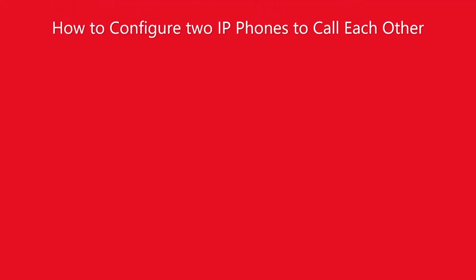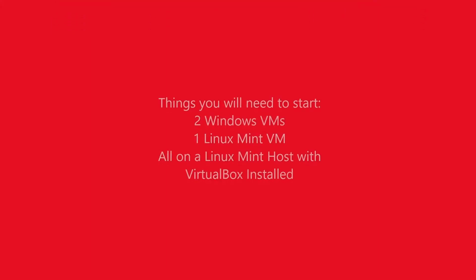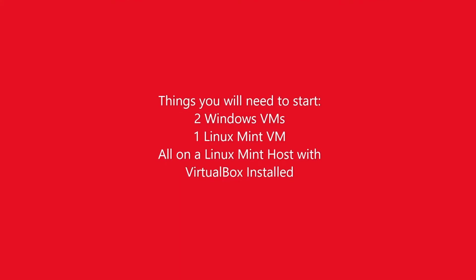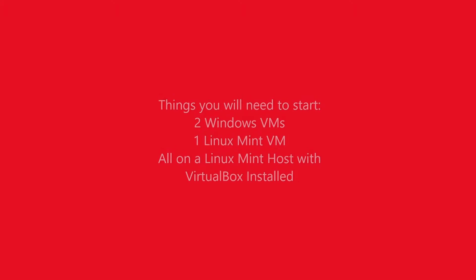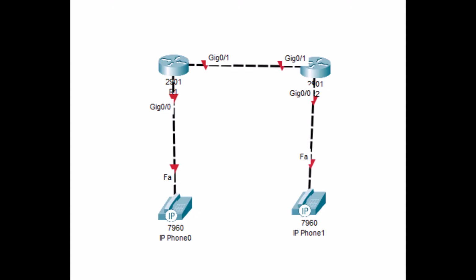So the purpose of this tutorial is just to get two Cisco IP phones to call each other from separate routers, and what you need for this is two Windows VMs which will have the phones, and then one Linux Mint VM which will have the router. So here's the topology of what we're trying to do.